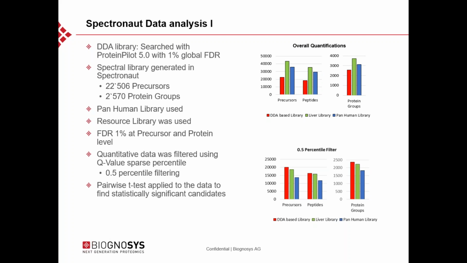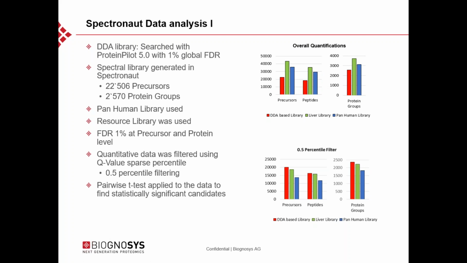For the analysis of the SWATH data using the three described spectral libraries, we have controlled both the precursor and protein group or protein FDR level at 1% using the latest release of Spectronaut, Spectronaut Pulsar, or Spectronaut 11. As you can see in the upper right picture, we could identify up to 21,000 precursors using the DDA-based library, and the larger resource-specific libraries actually identified more precursors, both for the liver resource library and the pan-human library.